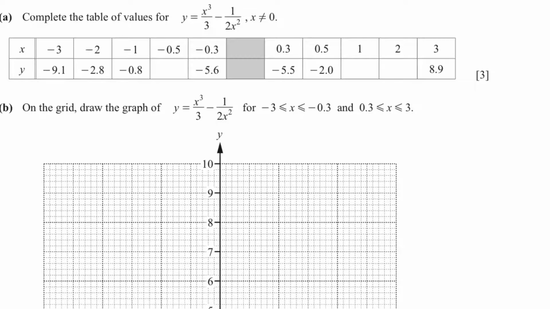In part A, we have been given an equation y is equal to x cube over 3 minus 1 over 2x square, and we have to complete this table. So in place of x, we will put negative 0.5, 1 and 2, and we will get the y values. Part B, on the grid, draw the graph for y is equal to x cube over 3 minus 1 over 2x square. So these are the points that we need to plot on the graph.